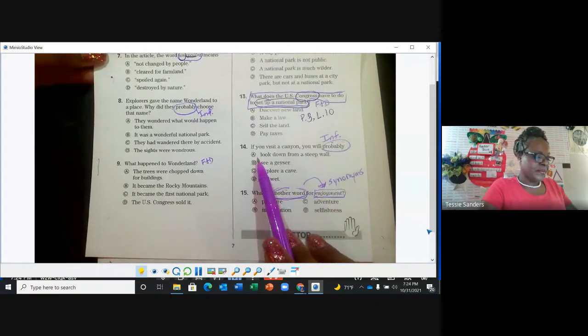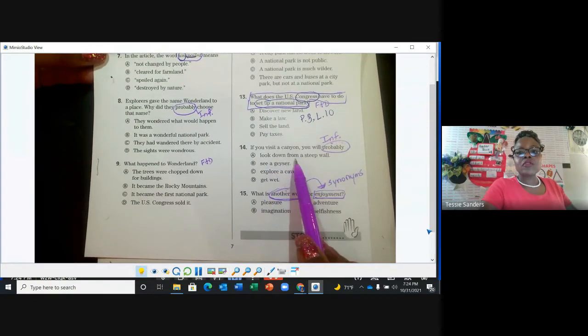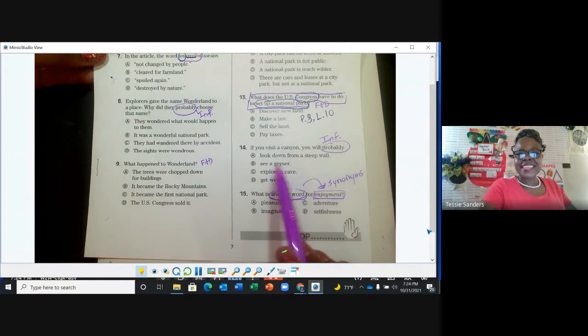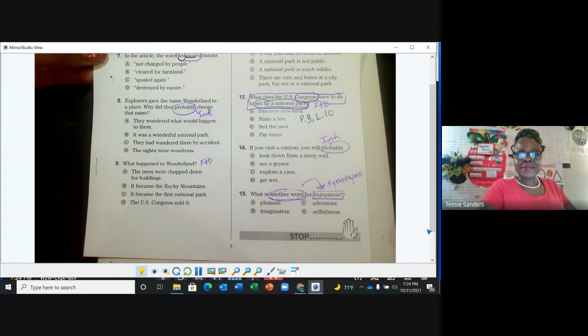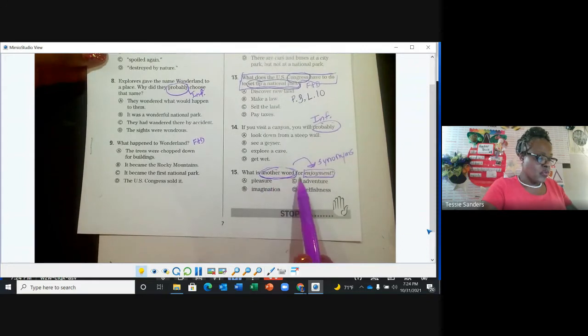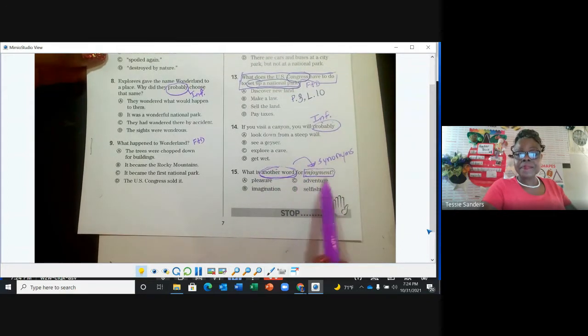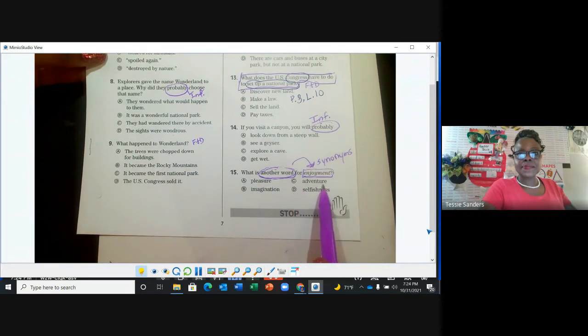14, if you visit a canyon, you will probably A, look down from a steep wall. B, see a geyser. C, explore a cave. D, get wet. Last one. What is another word for enjoyment? A, pleasure. B, imagination. C, adventure. D, selfishness.